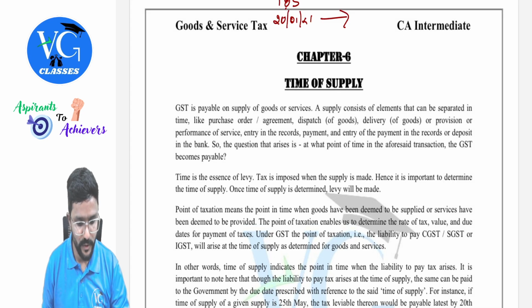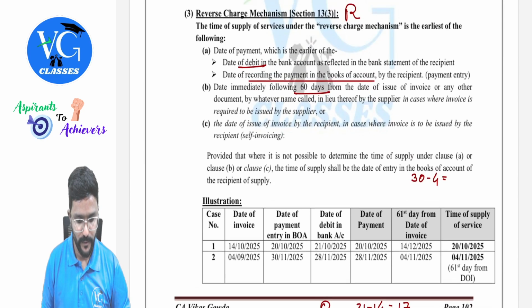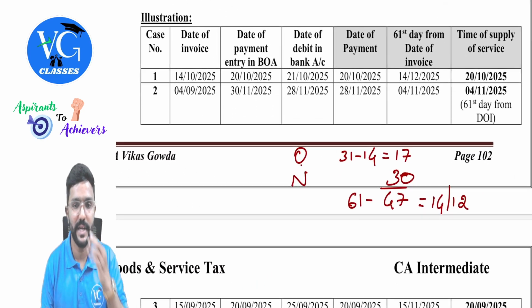Just a minute. I will just go to my provision book. I have given an illustration here. I will just show you. Just a minute. Yeah. So this is for a service which is taxable under the reverse charge mechanism. I will just explain at least one case.